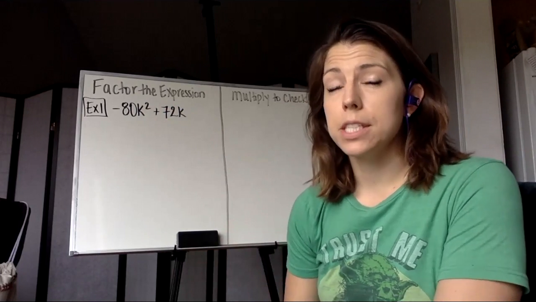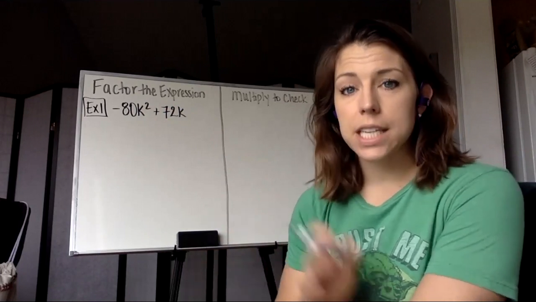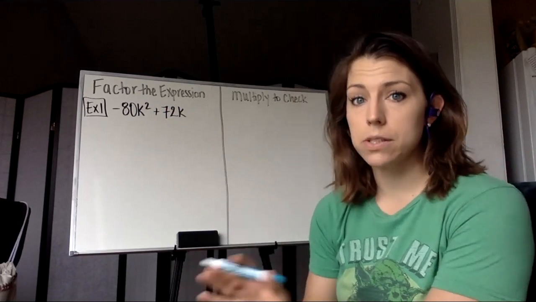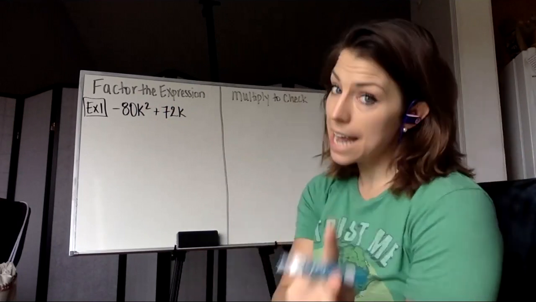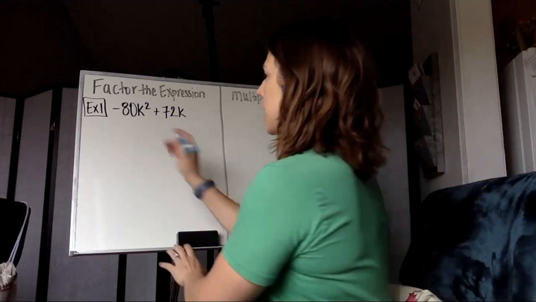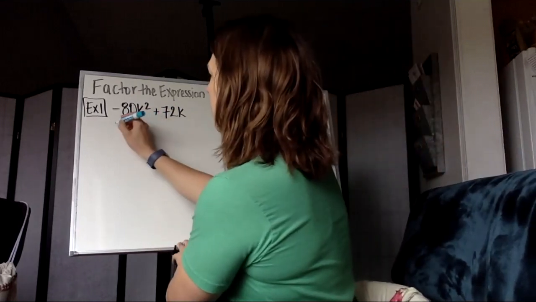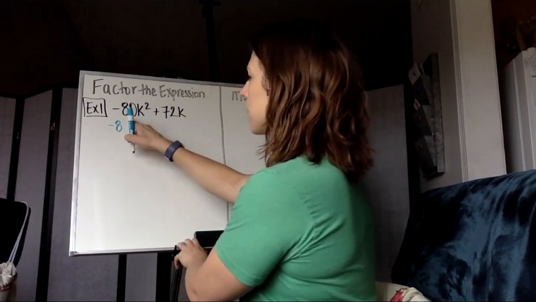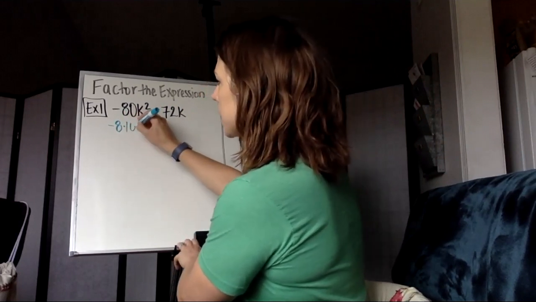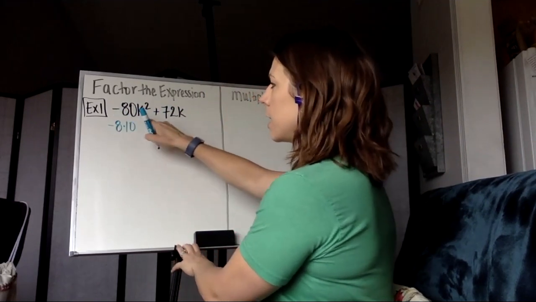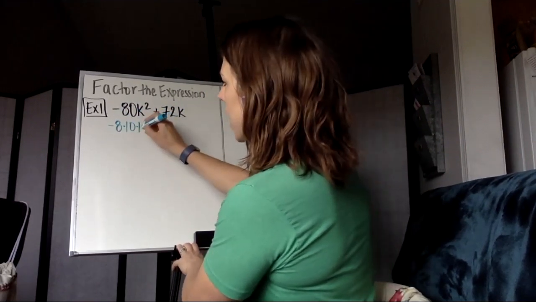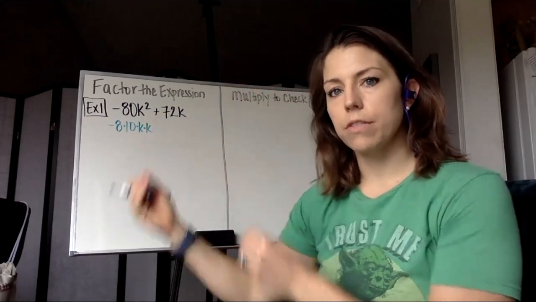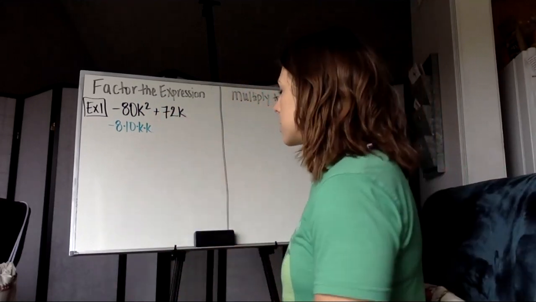And the first number that comes to mind is 8. 8 goes into 80 10 times, and 8 goes into 72 9 times. So I'm going to start by factoring out a negative 8 because it is a negative leading coefficient. Now, when I write both of these as products using negative 8, times positive 10 is how I get negative 80. K squared is just K times K. So all I've done is I've just written the first term as a product using negative 8.